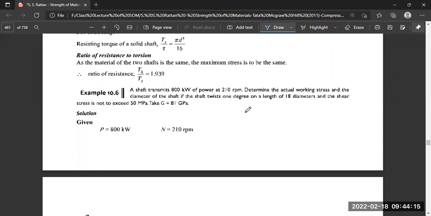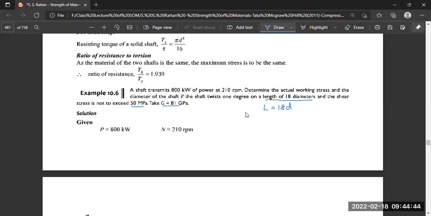What do you mean by this? Length of 18 diameters means length L is equal to 18 times D, the diameter of the shaft. So length is also given in terms of diameter. And the shear stress is not to exceed 15 MPa. The modulus of rigidity is given as G equal to 81 GPa.